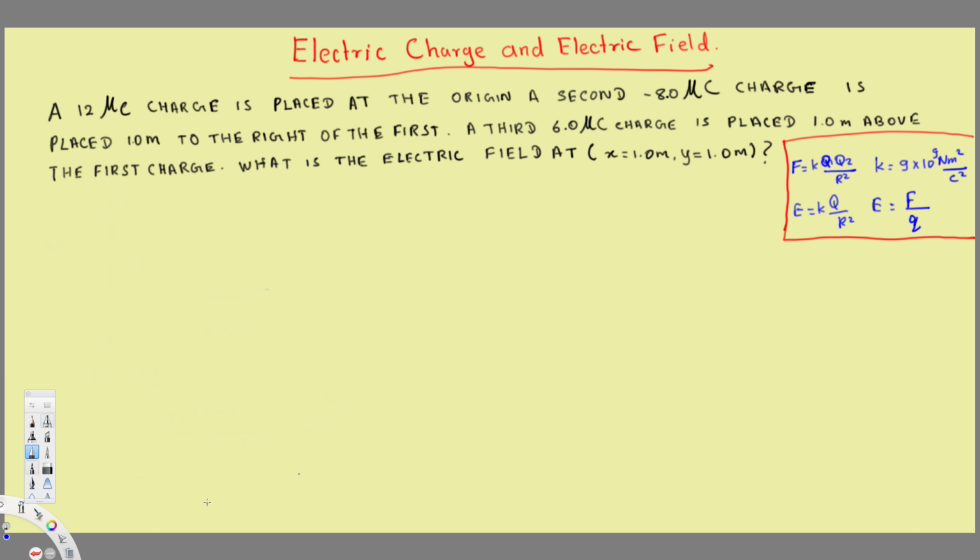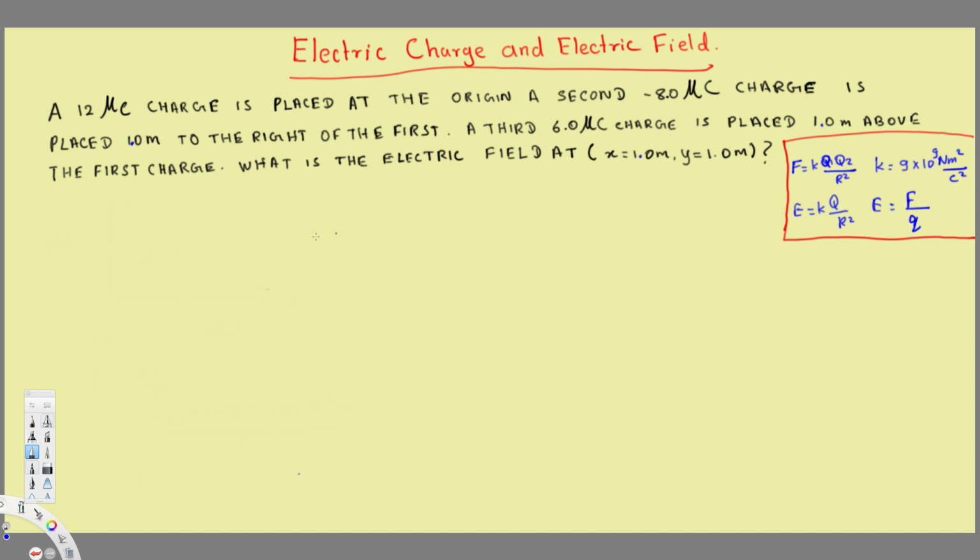What's going on, guys? Let's do this problem right here. The question is asking: a 12 microcoulomb charge is placed at the origin, a second -8 microcoulomb charge is placed 1 meter to the right of the first, and a third 6 microcoulomb charge is placed 1 meter above the first charge. What is the electric field at x is equal to 1 meter, y is equal to 1 meter?